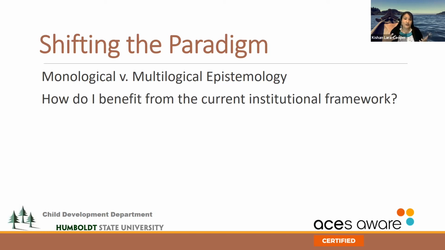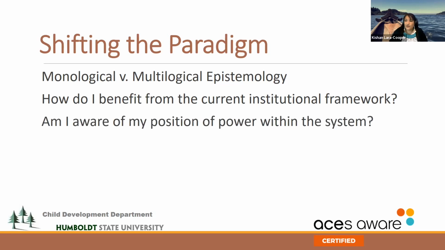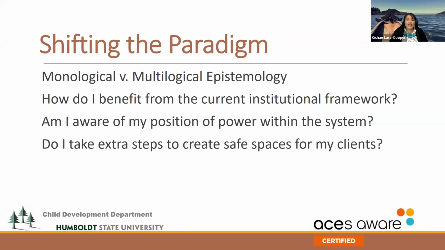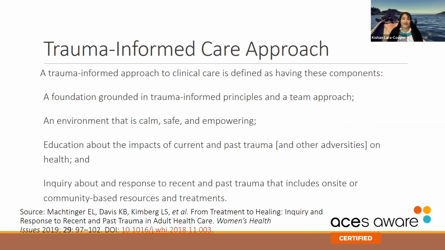When we're including Indigenous knowledge into ACEs, for example, we're really looking at multiple perspectives. We're including an Indigenous perspective into this discussion of ACEs and social determinants of health. Some important things to think about are: how do I benefit from the current institutional framework? Am I aware of my position of power within the system? And do I take extra steps to create safe spaces for my clients?